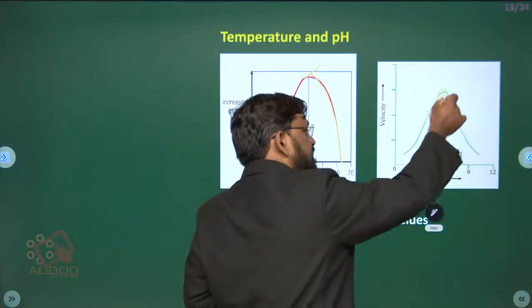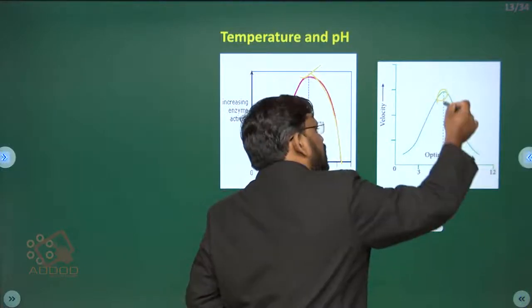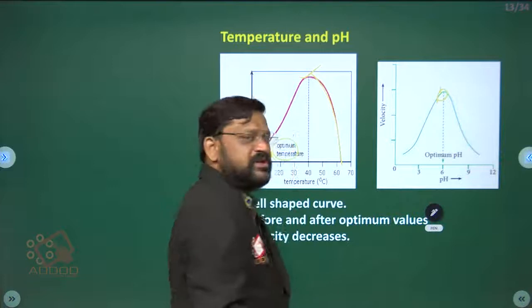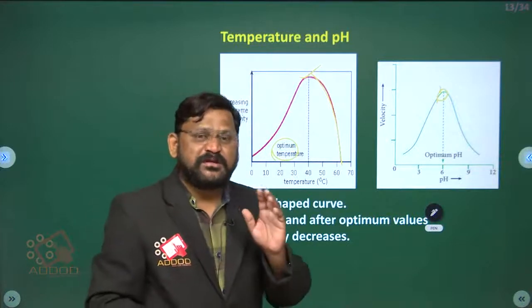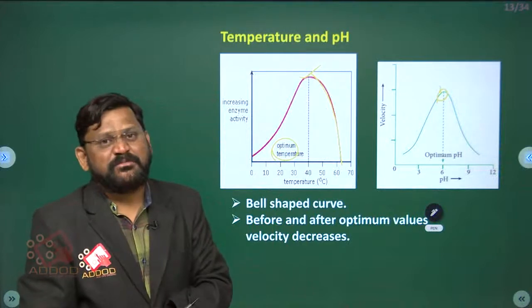Once it reaches the optimum pH, if you keep on increasing the pH like this, what happens? The rate of reaction falls down. That means optimum pH is the pH where the enzyme action will be maximum.